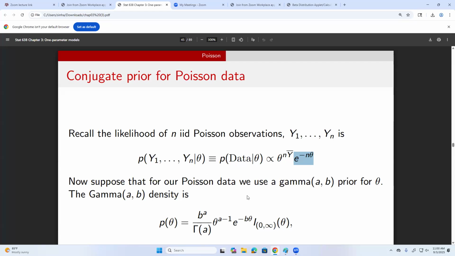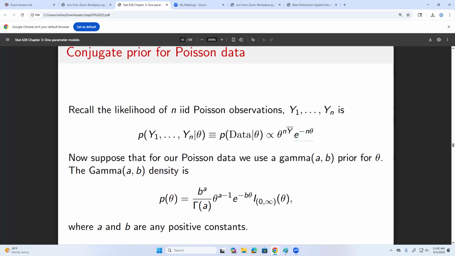Now suppose that for our Poisson data, we use a gamma(a, b) prior for theta. The gamma prior distribution looks like this: theta to the power a minus 1, e to the power minus b theta, where a and b are positive constants. Now tell me, is the gamma prior the conjugate prior for this problem? Yes, it is the conjugate prior, right?